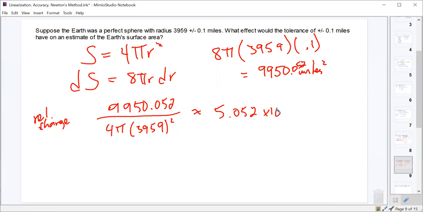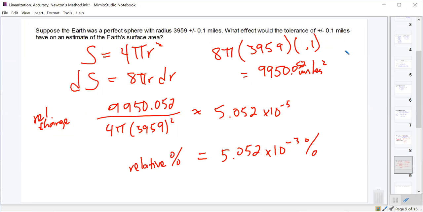5.052 times 10 to the negative fifth power, right? So our relative change is 5.052 times 10 to the negative fifth, which means by what percent is our error? Our relative error percentage should be what? 5.052 times 10 to the negative 3%.